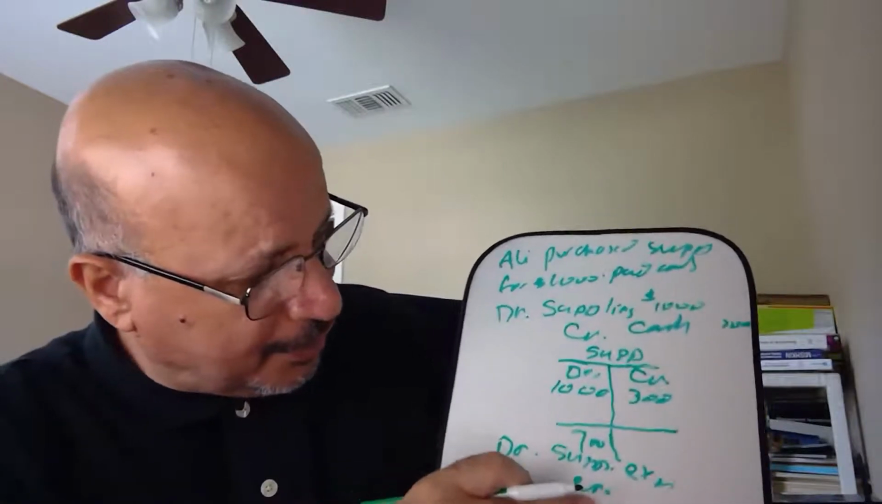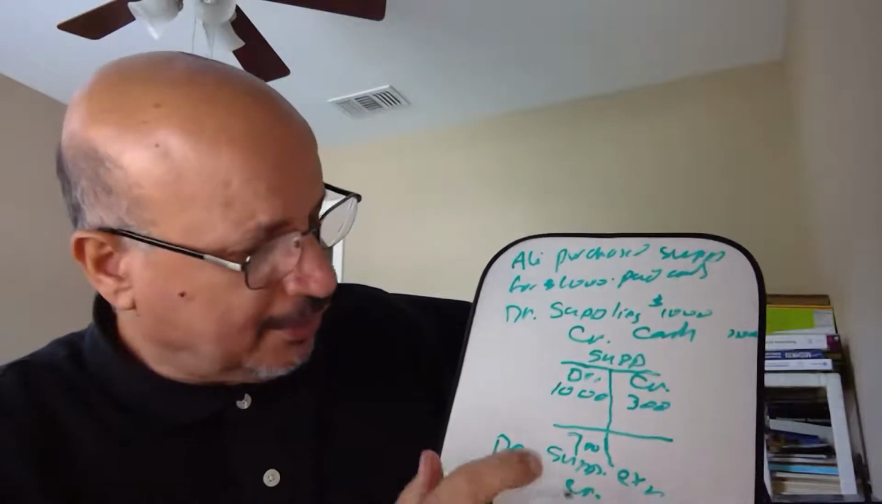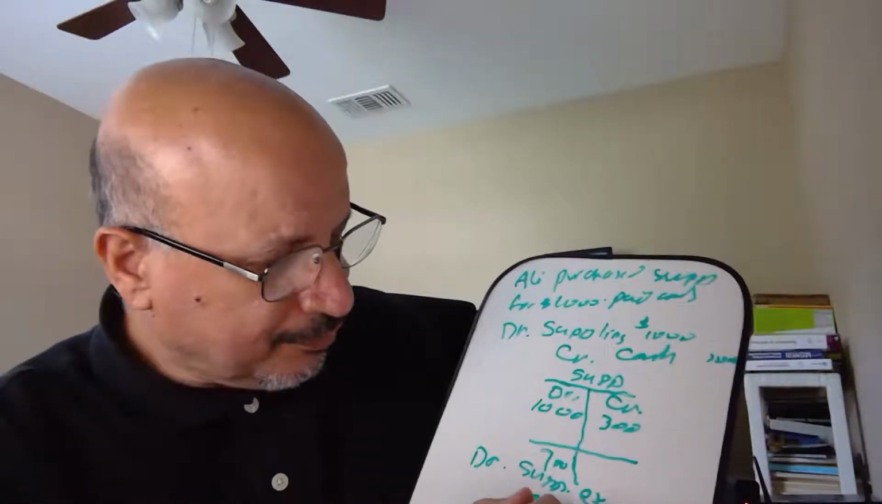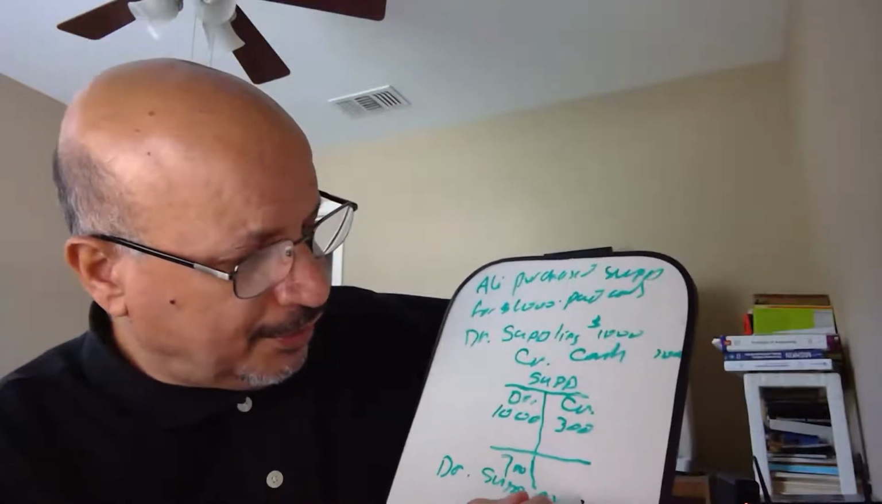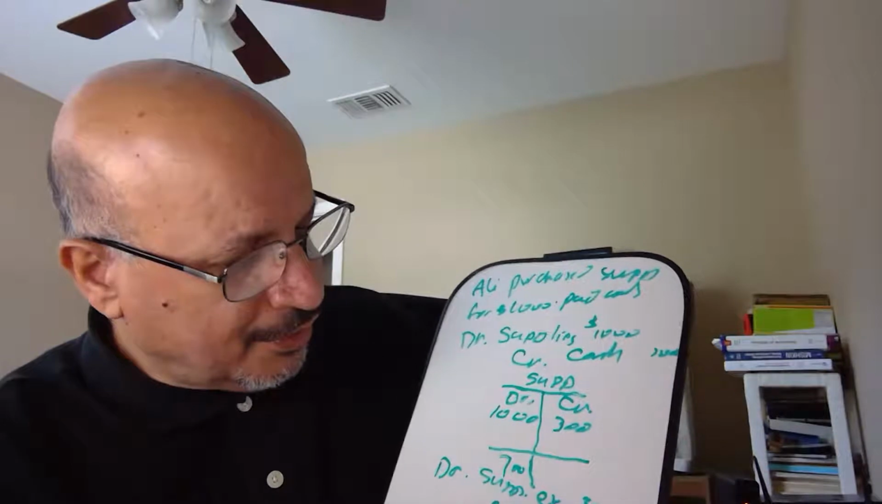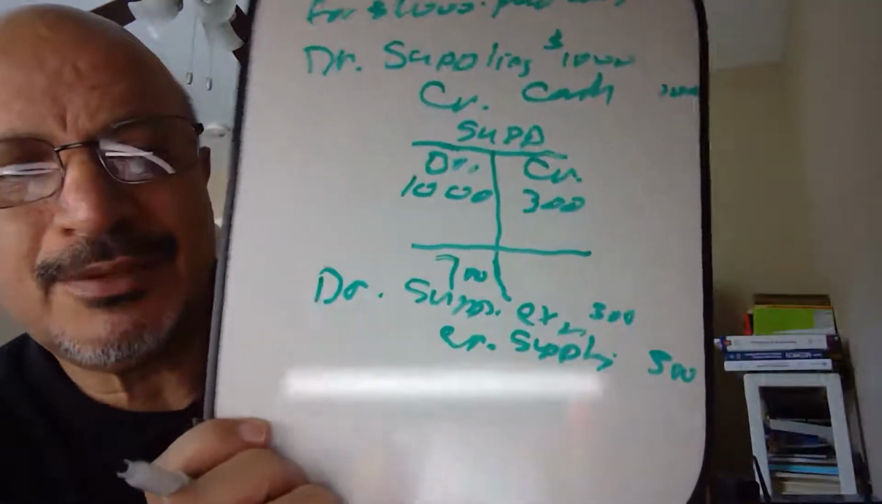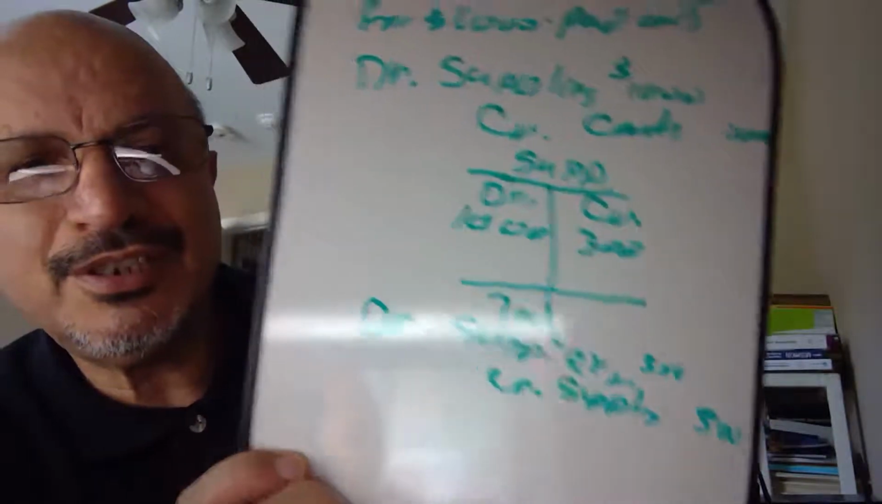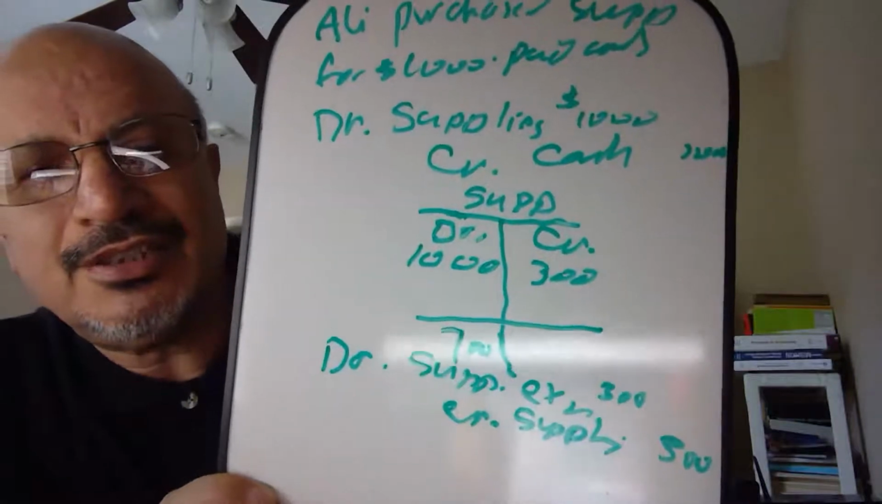The credit line starts right down the middle of the debit line. Credit supplies for 300. Okay, see, we debited supplies expense for 300 and we credited supplies for $300. Okay, this is an example of deferrals.